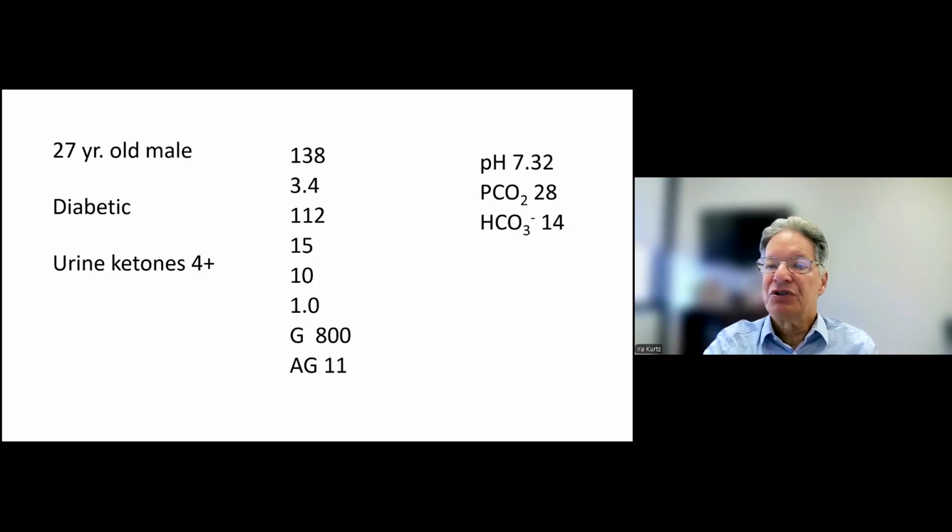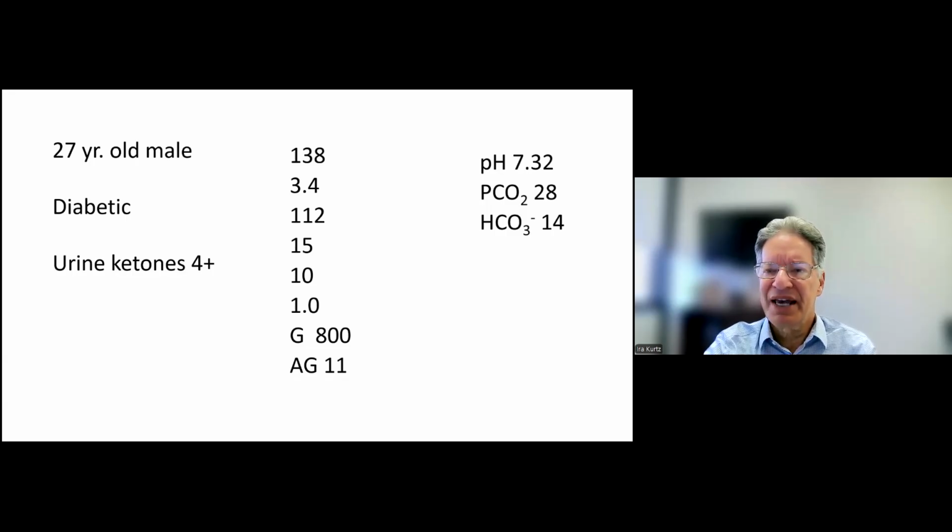So we have a patient with a compensated metabolic acidosis, but it's weird that the anion gap is normal, even though the blood sugar is 800. And the patient is diabetic and they have ketones in their urine. So how could they have a normal anion gap, and why doesn't the patient have an anion gap metabolic acidosis?